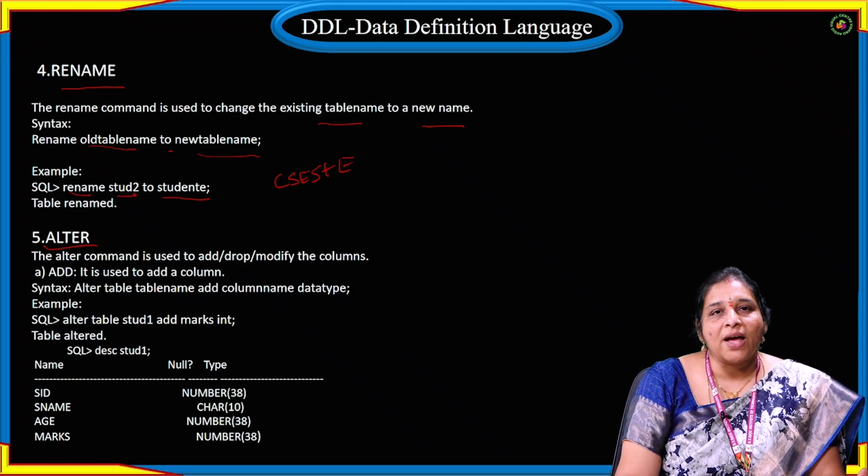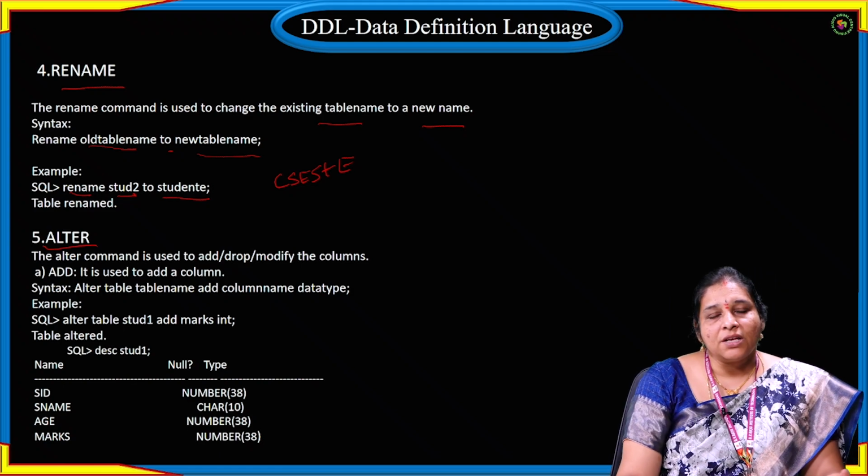Now we will formally define the alter command. Alter command: initially I have taken 2 columns.